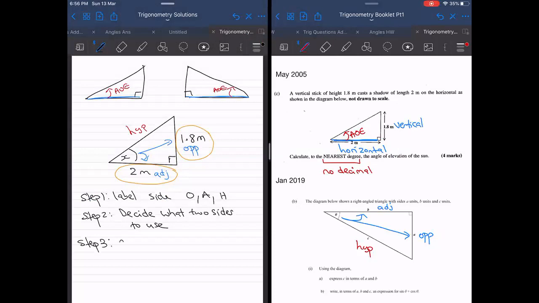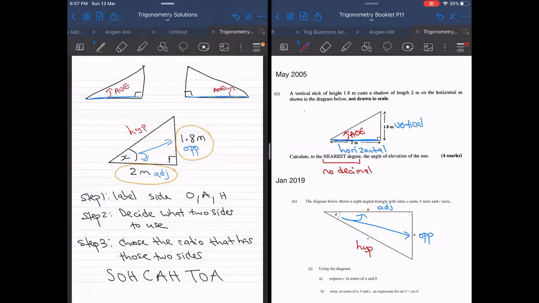Then step 3, choose the ratio that has those 2 sides. All right, so sine has opposite and adjacent. Cos has adjacent and hypotenuse, and tan has opposite and adjacent. So we know we are going to use tan.